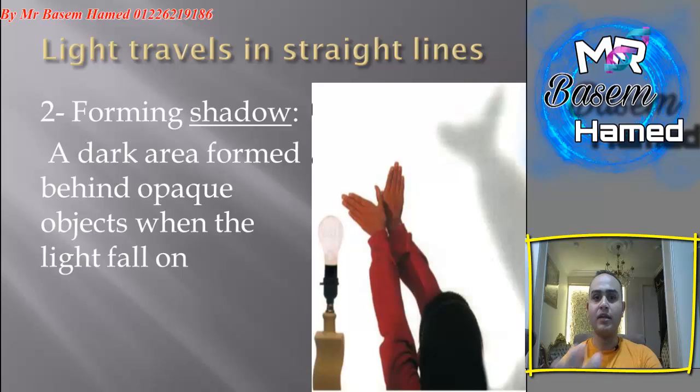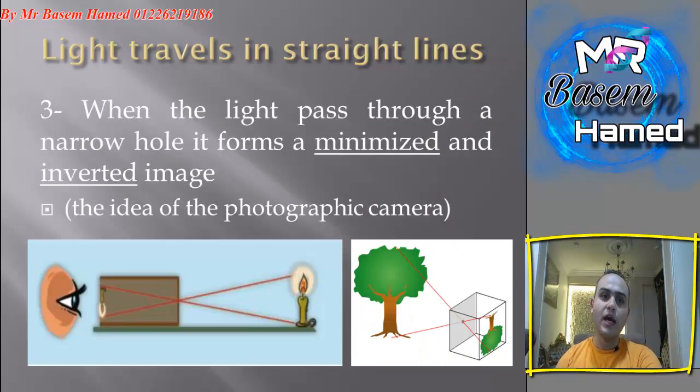And this activity and this shadow prove that light travels in a straight line, as if light did not travel in a straight line, it could pass behind you and make this dark area a light area. So this is a shadow, and this activity proves that light travels in a straight line.